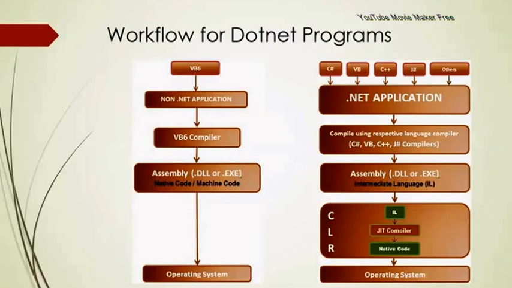A .NET program is similar to Java program execution. In Java, we have byte codes and JVM, Java Virtual Machine, whereas in .NET we have intermediate language and CLR, Common Language Runtime.